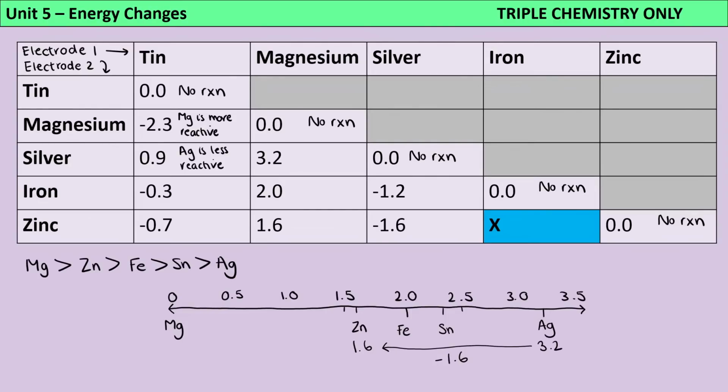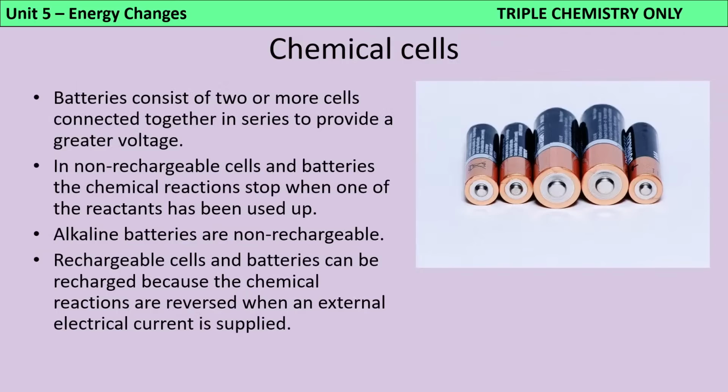So then instead of doing from silver down to zinc, I'm going to do from iron down to zinc, which is what they've actually asked me to calculate. So from 2 down to 1.6, that's a decrease of 0.4. So that would be my answer, that's what goes in that box.